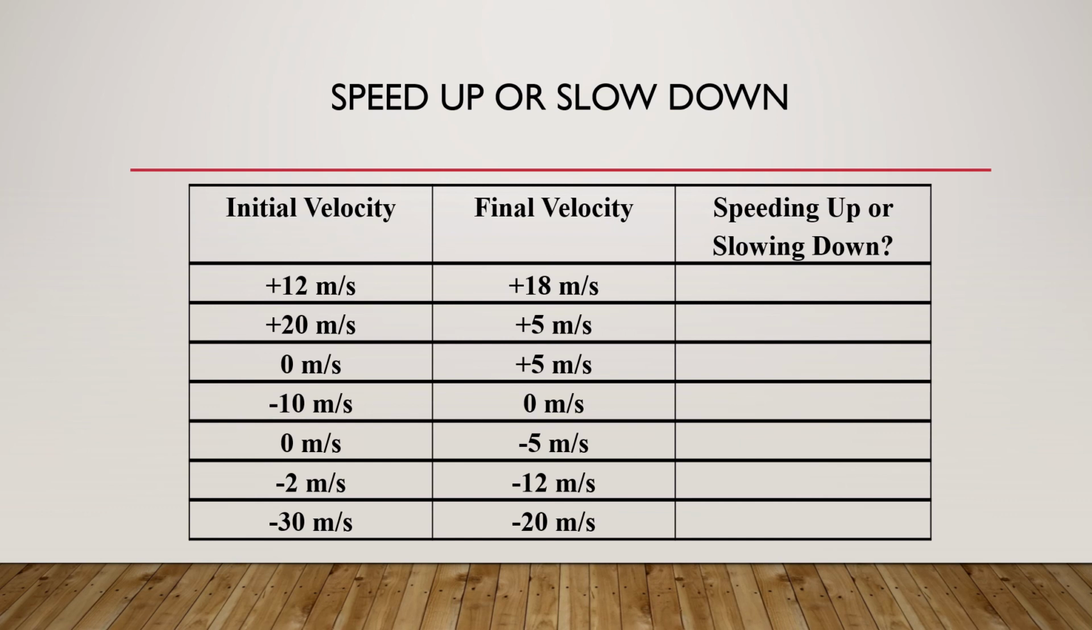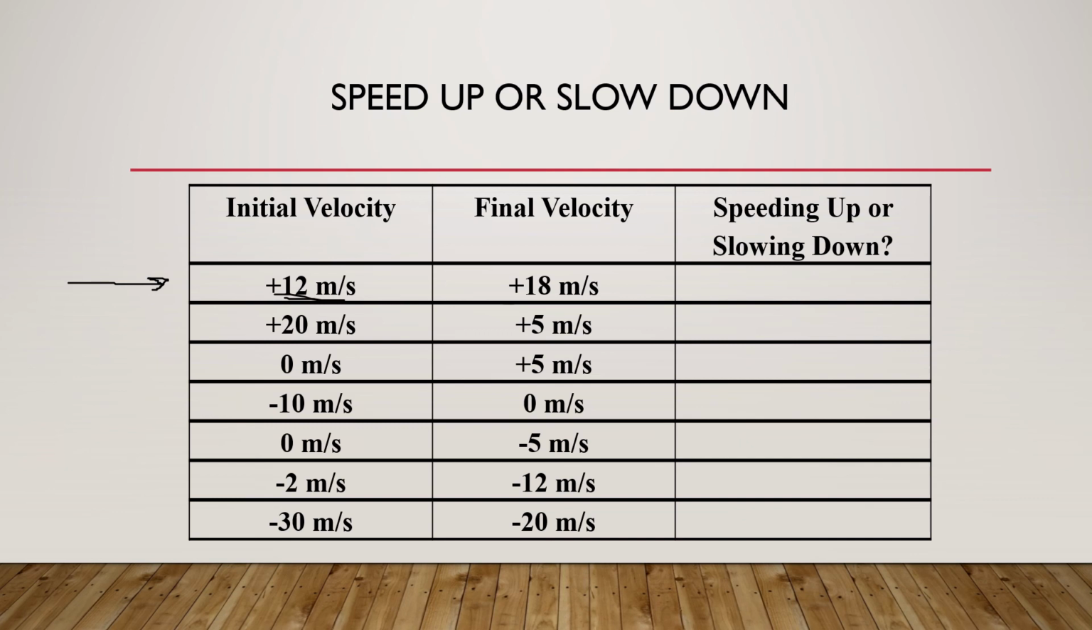So that was the charts. That was the equation. The last thing I want to go through is the speed up or the slow down. How can you tell if something is speeding up or slowing down? Well, when I look at this, we're only looking at the rows. This is the initial velocity. This is the final velocity.